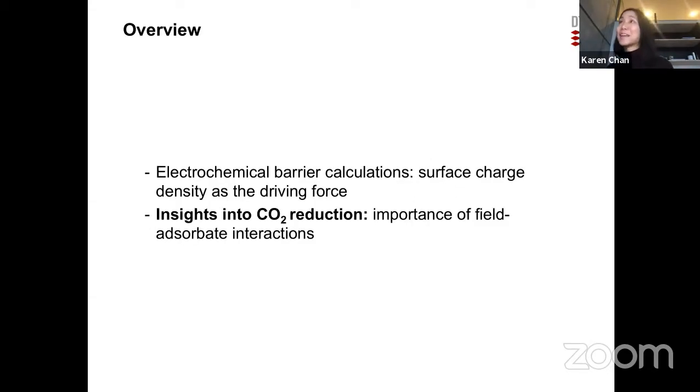And so that's all I wanted to say about how we do our barrier calculations. And so now I'm going to move on to CO2 reduction. And I'm just going to pause for maybe 5 seconds here because I'm making a transition.